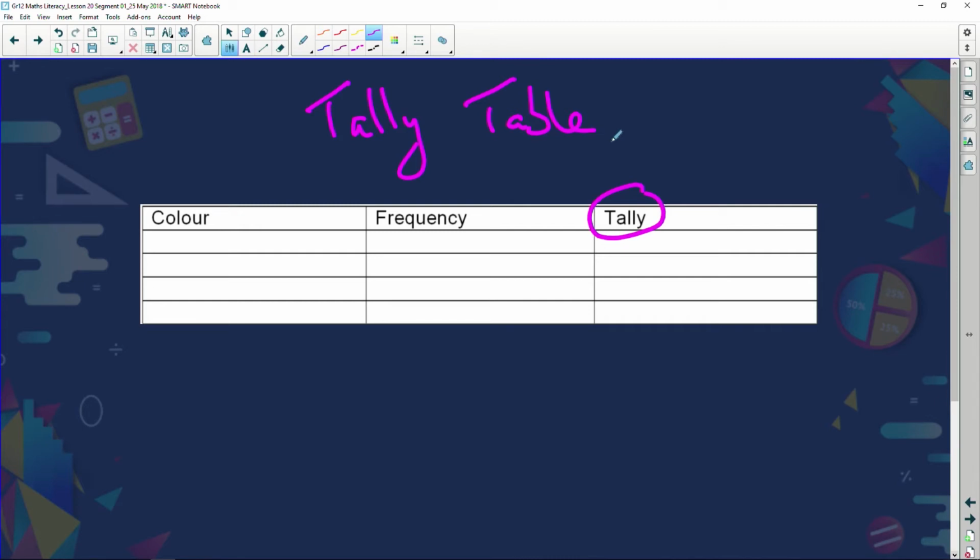Right, so first of all, our color is red. Then we got a white color.